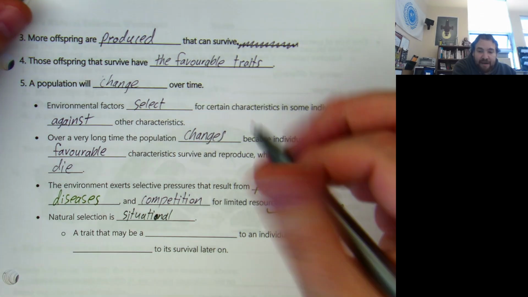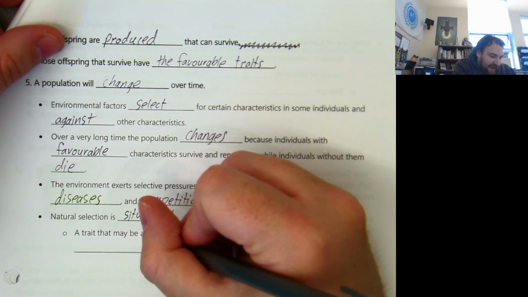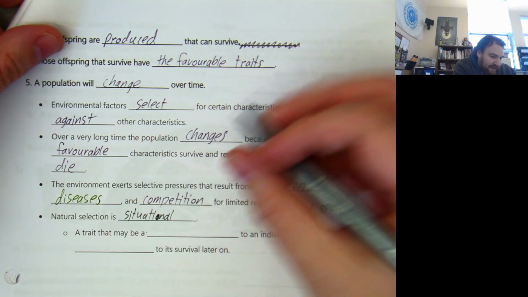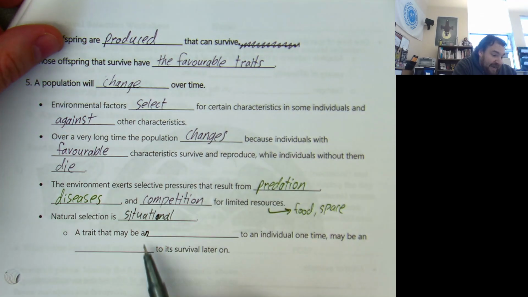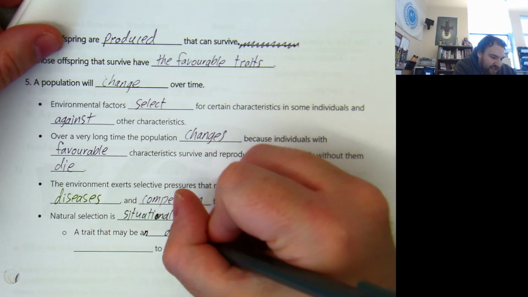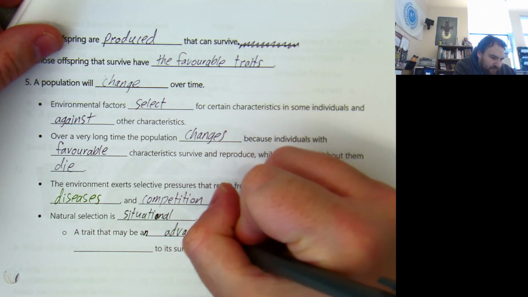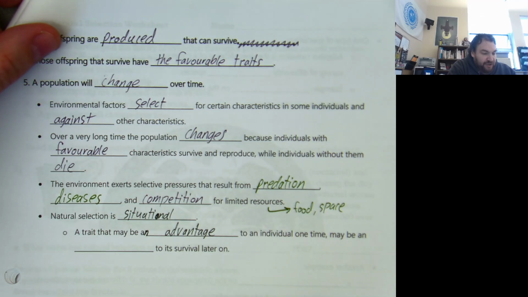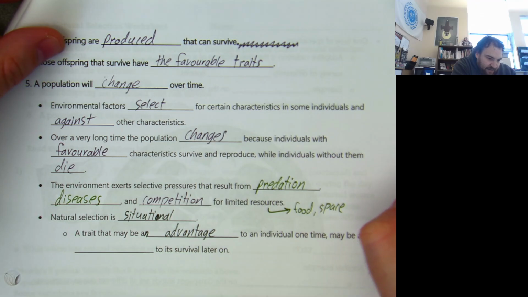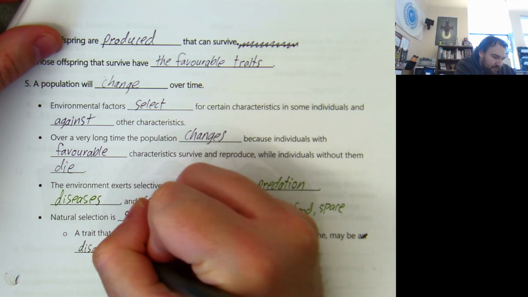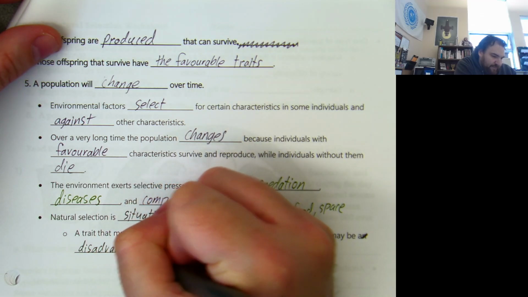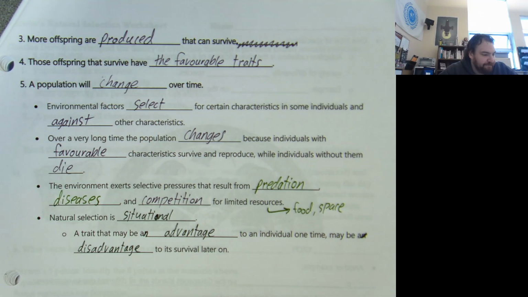A trait that may be, I'll say that should be the word an, not a, an advantage to an individual one time might be a disadvantage to its survival later on.